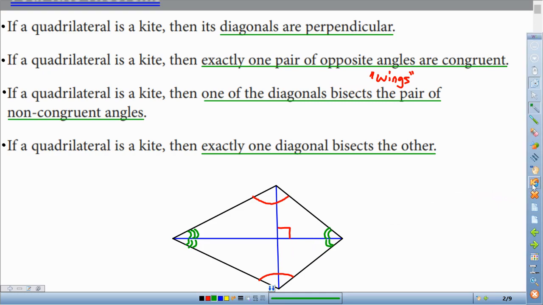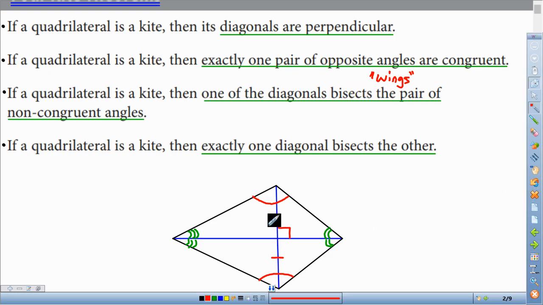Okay, so there's that one. Last one. It says if a quadrilateral is a kite, then exactly one diagonal bisects the other diagonal. All right, so taking a look at our 2 diagonals, the one that's being bisected, it's kind of obvious. It's going to be this one right here. It's being cut into 2 congruent halves. So let's go ahead and show that this half of this diagonal is congruent to this half.